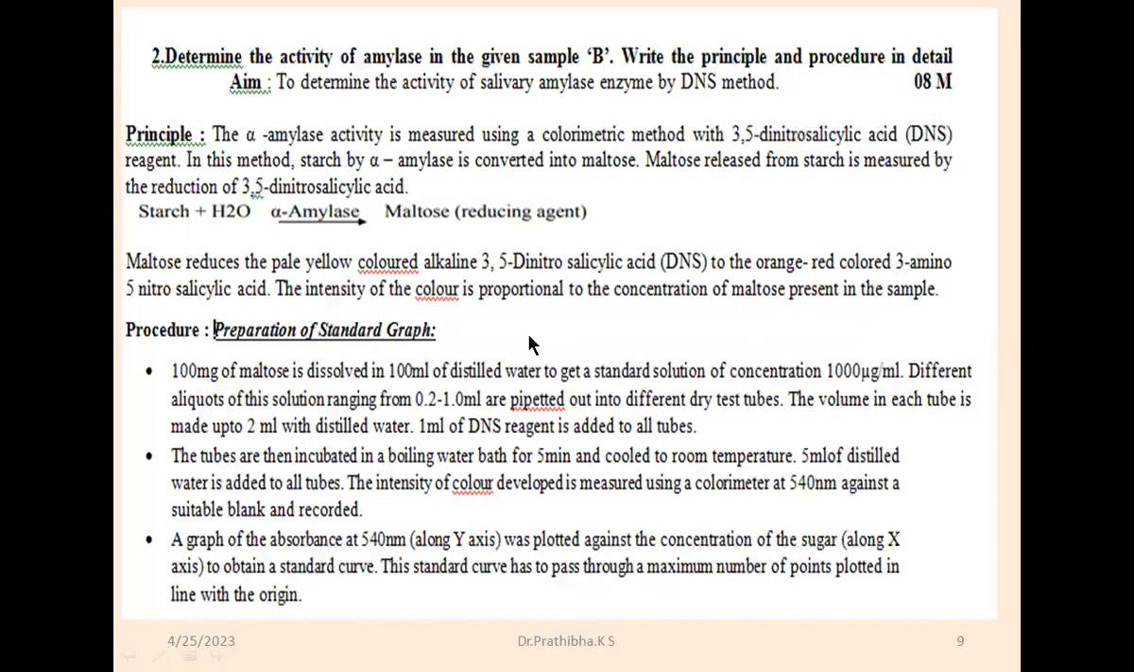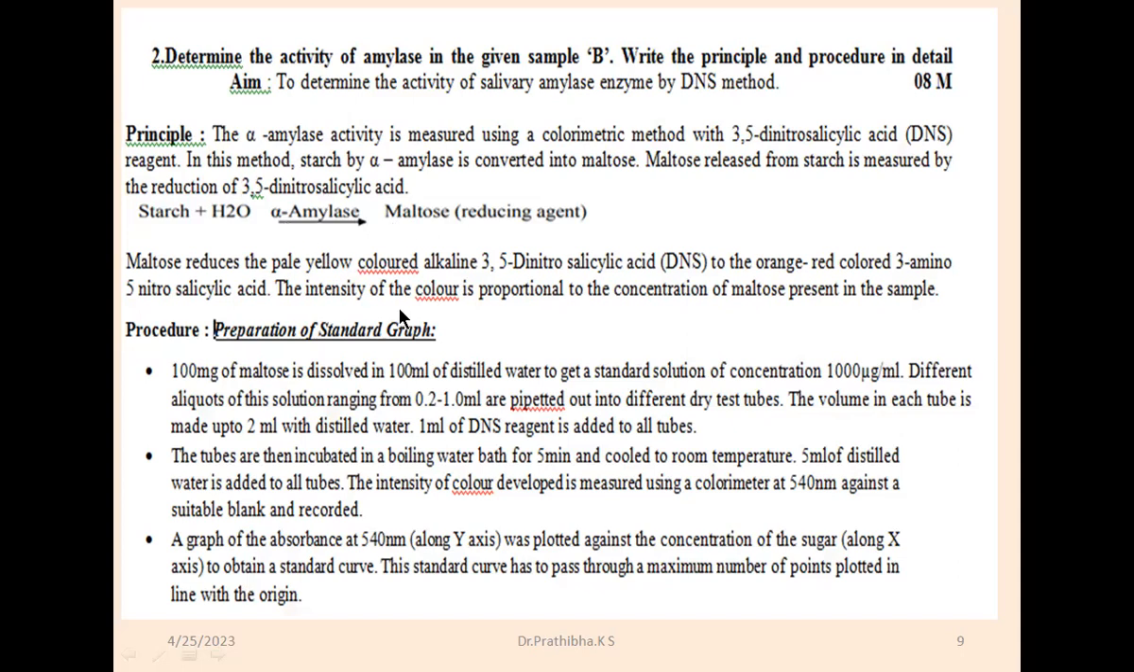Then question number 2: determine the activity of amylase in the given sample B. Here you need to write the principle and procedure in detail, and this carries 8 marks. For example, if you get this particular salivary amylase enzyme by the DNS method in question number 2, and in question number 1 also you get the DNS method, it means one standard can be used for both experiments. And this is the principle you need to write. The given principle, write in brief.